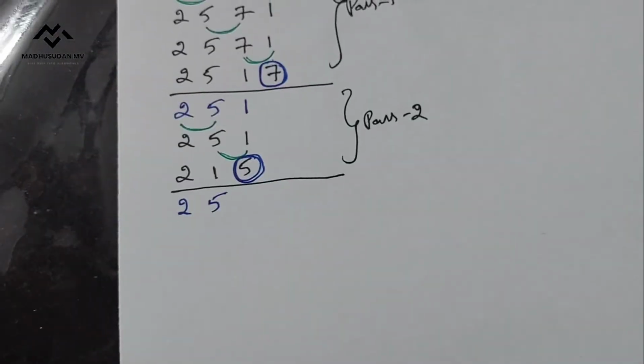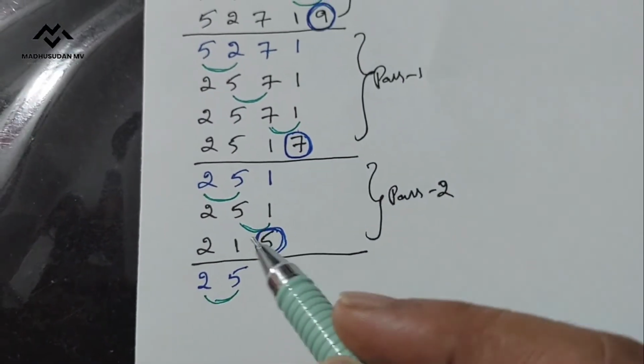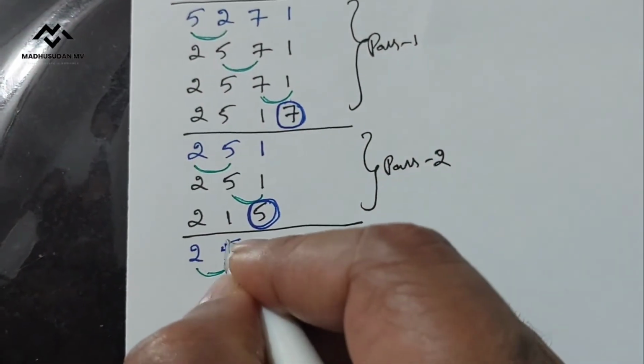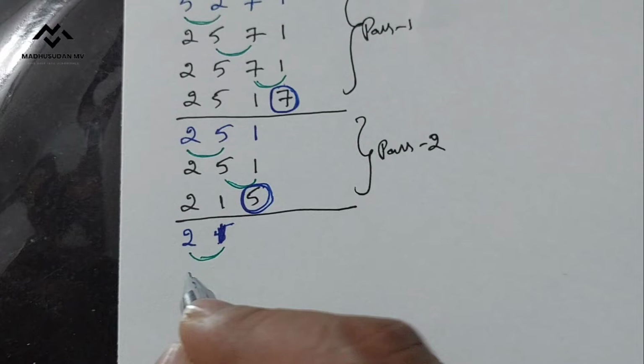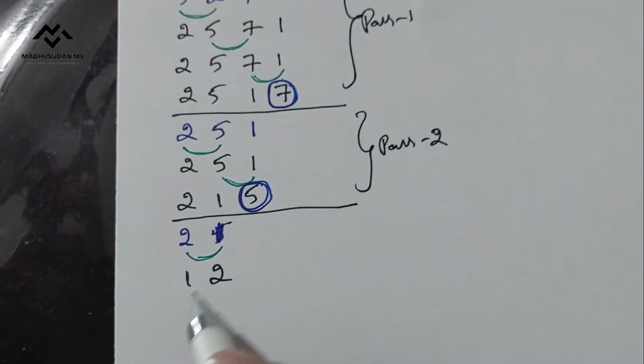Now check whether these two elements are sorted. So I compare these two. Sorry, not 2 and 5, this is actually 2 and 1. Now after comparing, are they in order? No. So I swapped these two. 1 and 2. That's it.